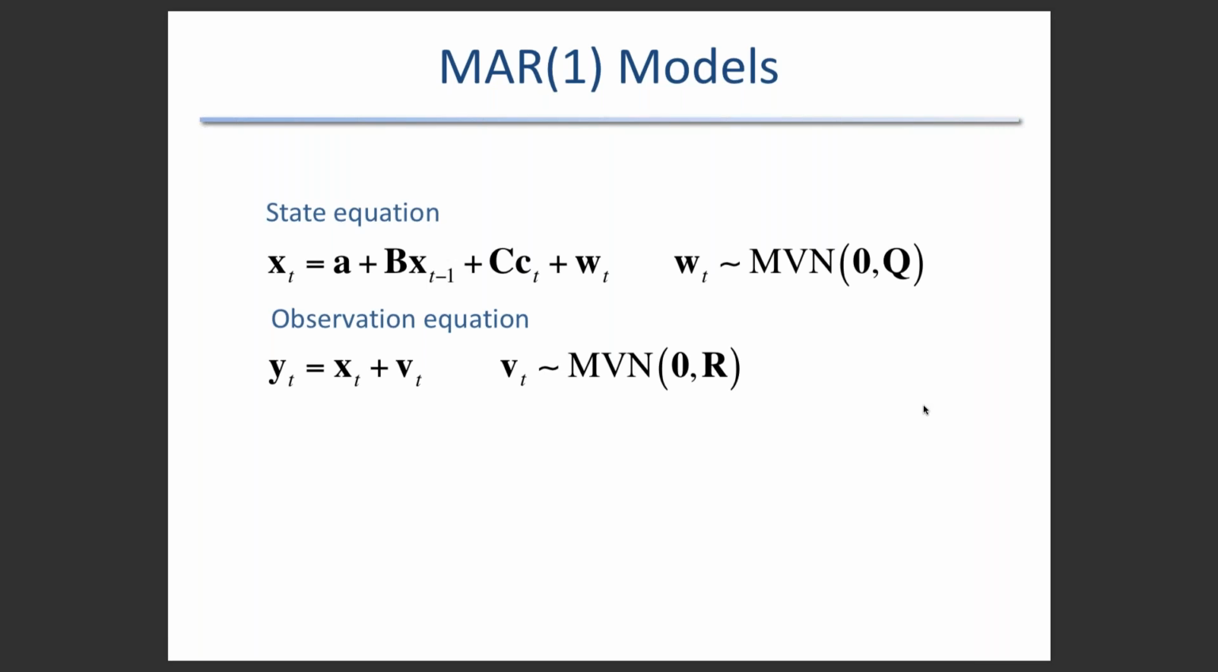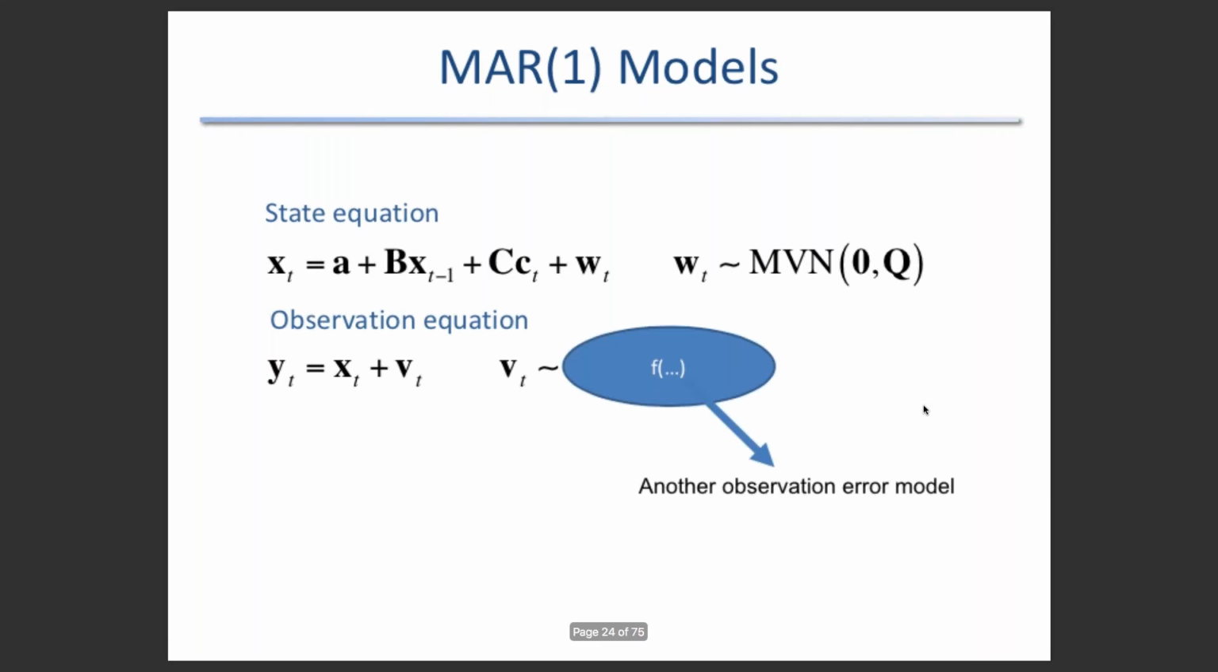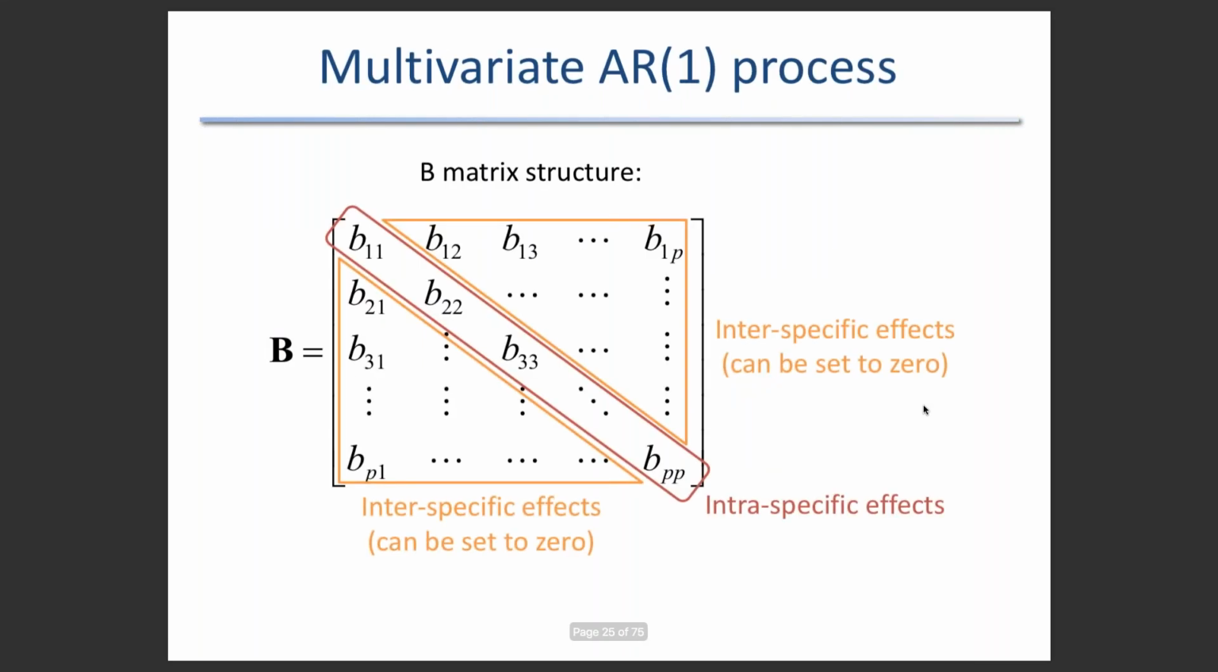We have our observation model there, and you could model like this and just use this multivariate normal. But you could use any other observation model. Mark's going to show you an example where they had data that had a lot of zeros, and they used a zero inflated model.